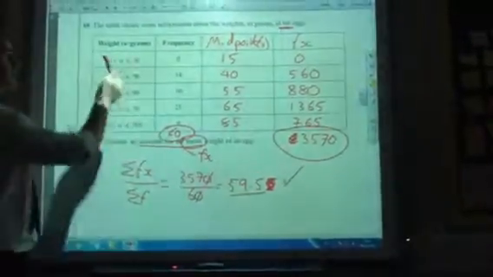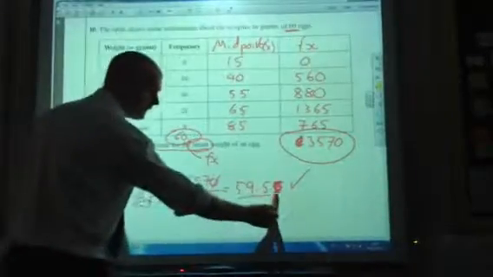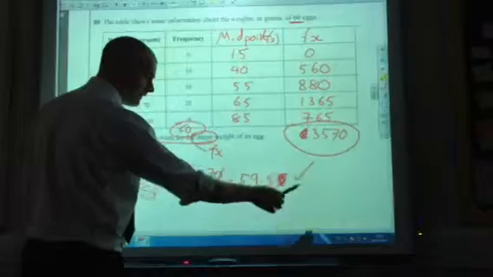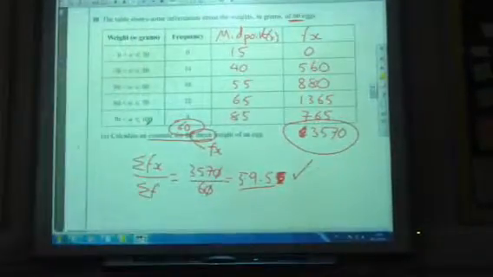If in the exam it said correct to one decimal place, you would need to look at the number after the 5, and then you need to round it accordingly. Rounding can be found on a different video. So 59.5 is your estimate of the mean.